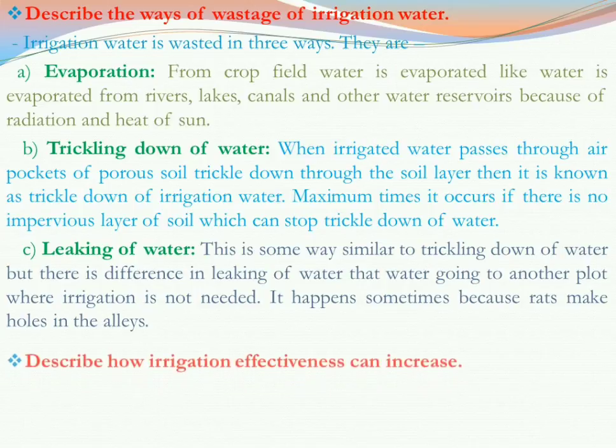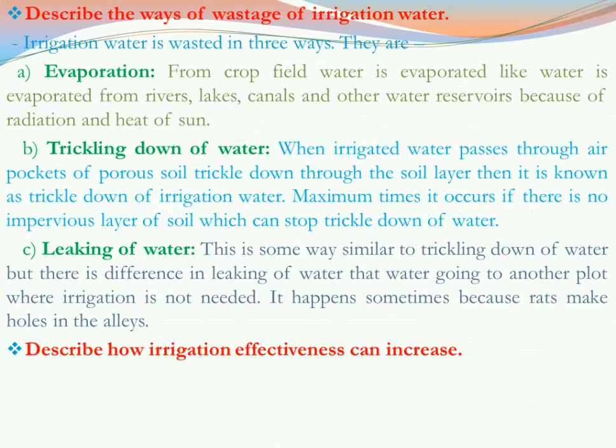Now let us know how we can increase the effectiveness of irrigation, and if the effectiveness of irrigation can increase, then production should be good, because it helps to enhance the production of crops.